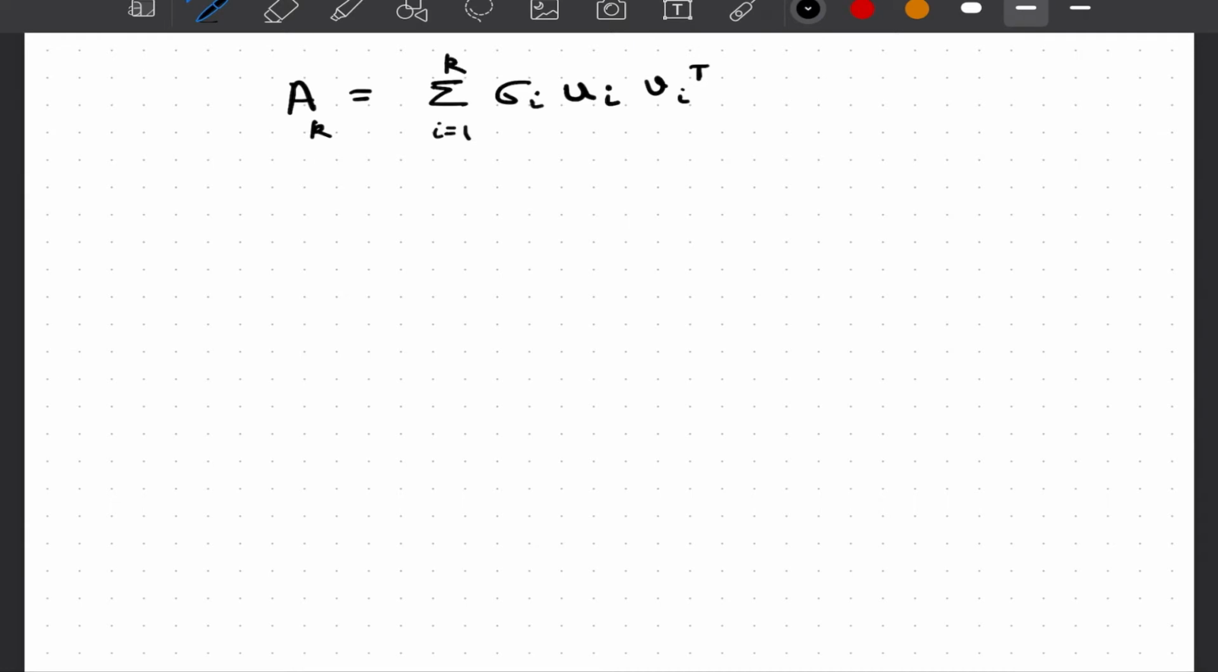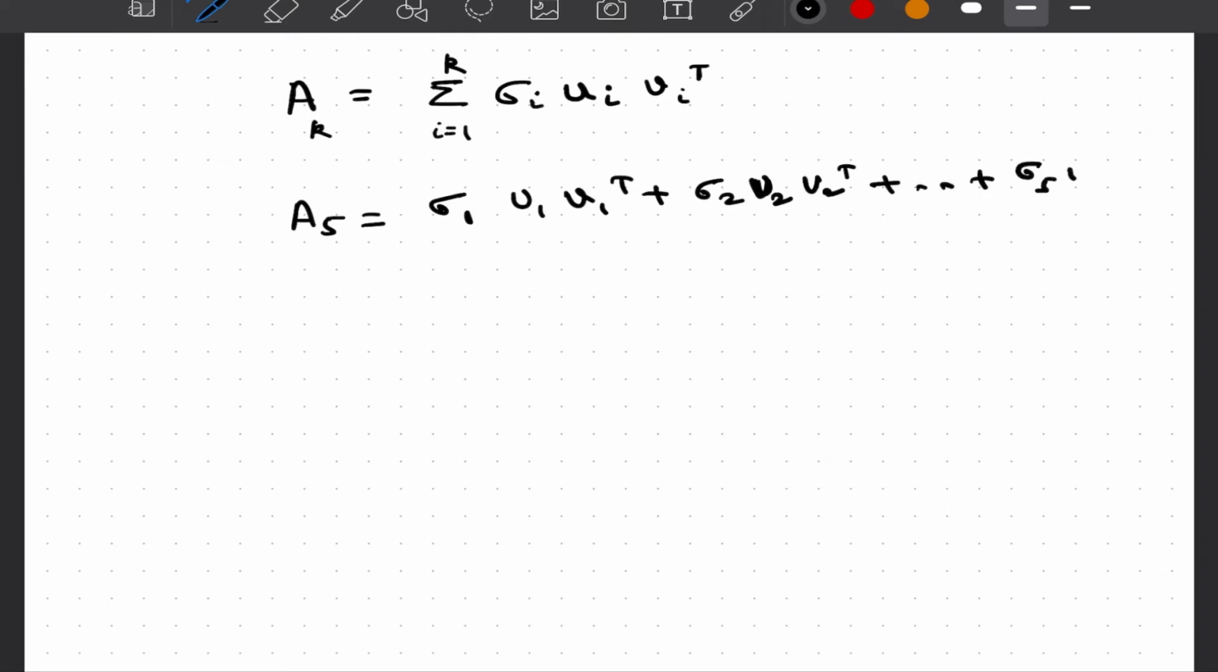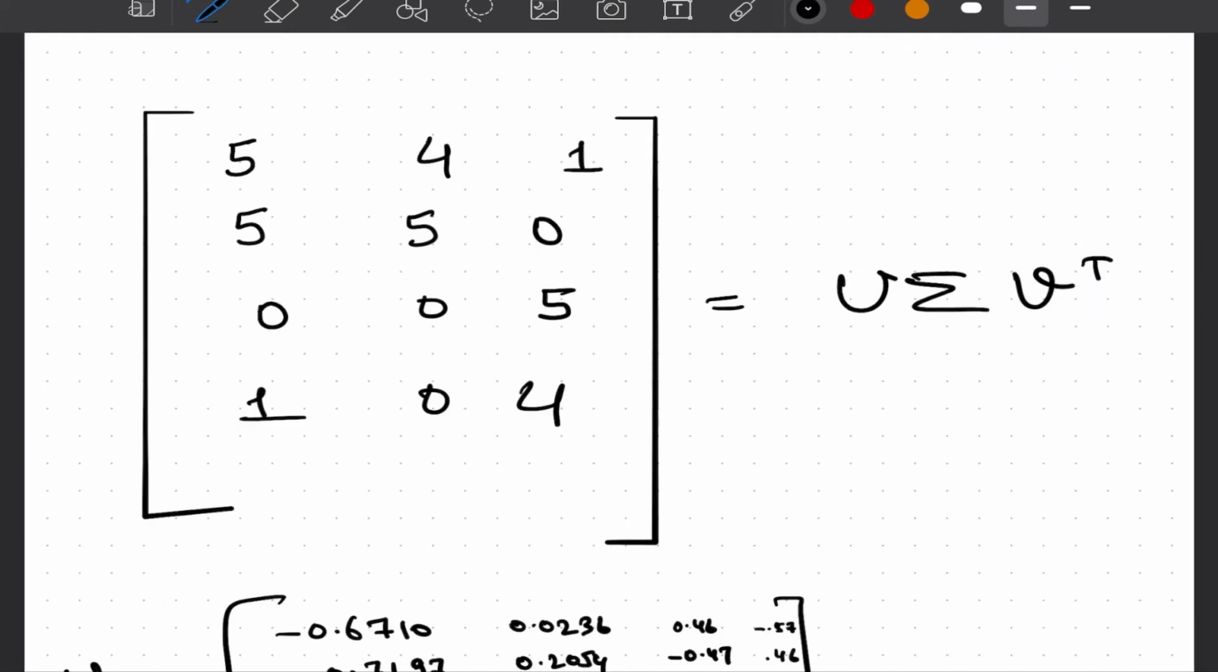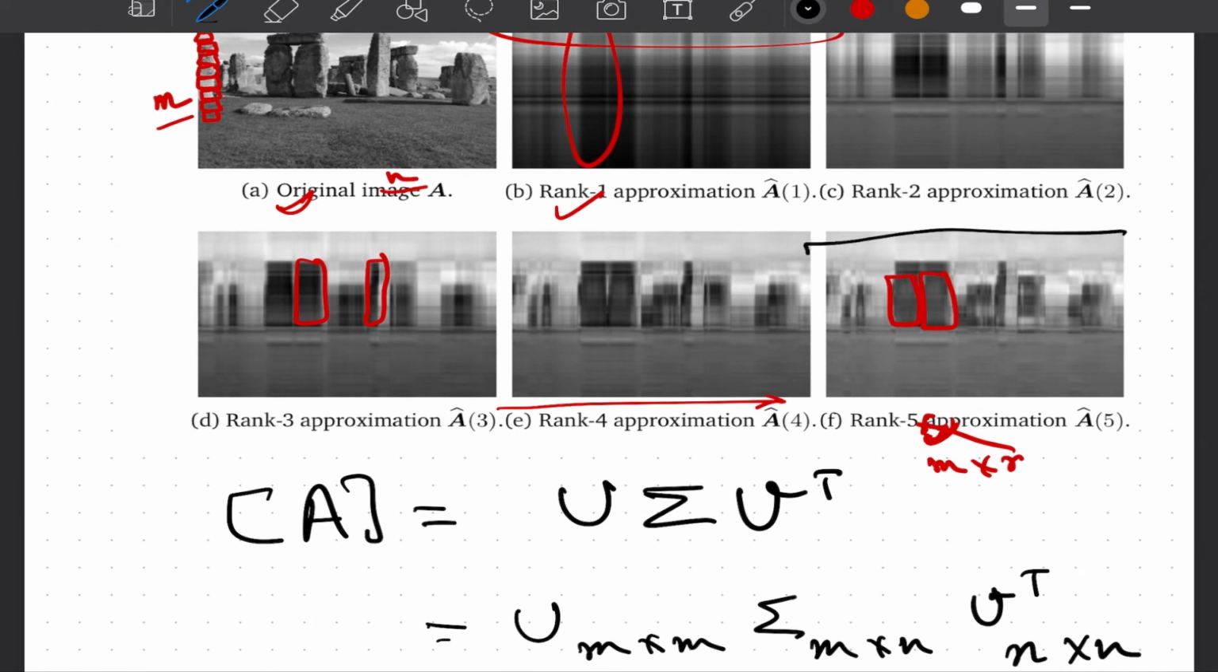So that would mean that if we are interested in calculating the fifth approximation, we can write this as sigma 1 u1 v1 transpose plus sigma 2 u2 v2 transpose all the way till sigma 5 u5 v5 transpose. So this is how the fifth approximation that we saw in this image would have been derived.